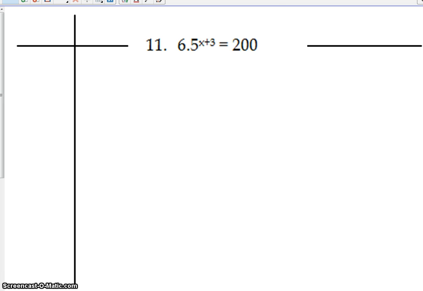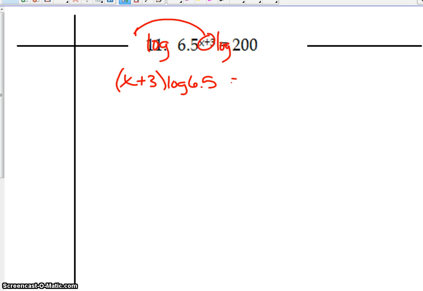All right. So again, variable in the exponent, logarithm both sides. Okay. What I'm going to do then is bring the x plus 3 out in front. Now, that's your whole exponent. It has to stay together. Now, there's two ways you can go about solving this one. Okay. Method 1.